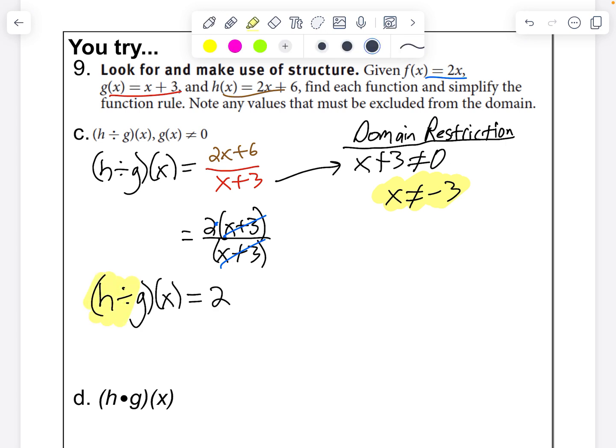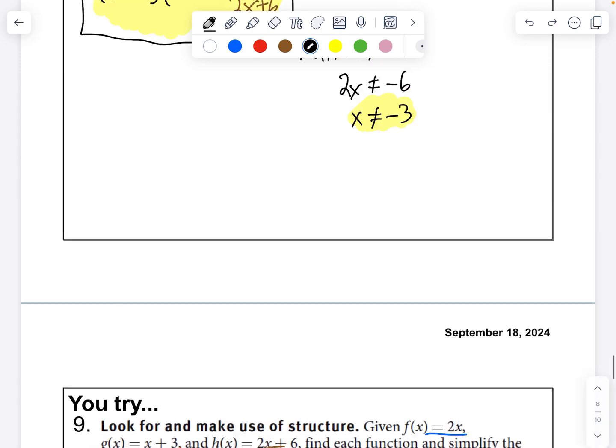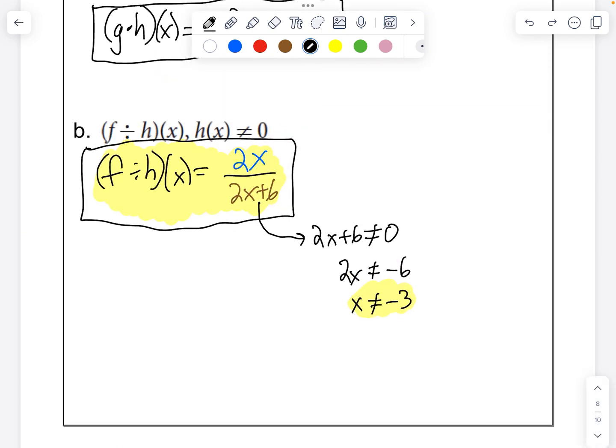But you still need the domain restriction because even though this function reduced to 2, it started off up here as the division of 2 functions, right? So look for that. Look to see if you can take a GCF out sometimes and reduce. This will not happen a lot. And honestly, if you get here, I'm pretty happy, but I want you to try to look for GCFs and look to see if you can reduce. It won't happen every time. If you look back at the last one, we cannot reduce that one.